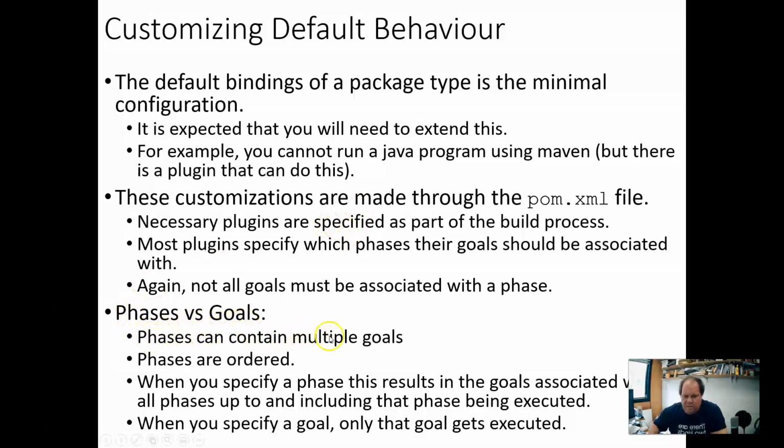Phases can contain multiple goals. Phases are ordered. When you try to run a phase, this results in the goals associated with all the phases up to and including the phase being executed. When you specify a goal, only the goal gets executed.